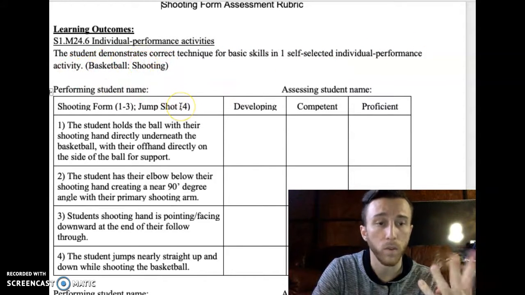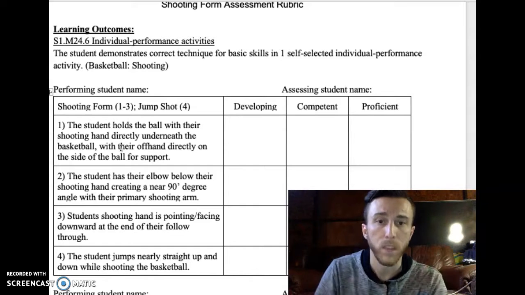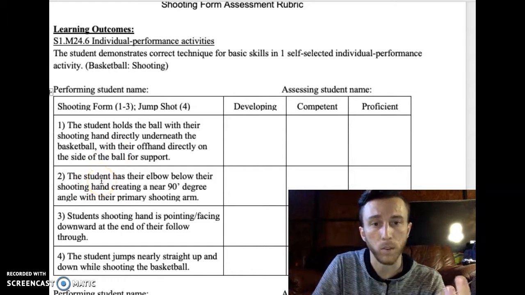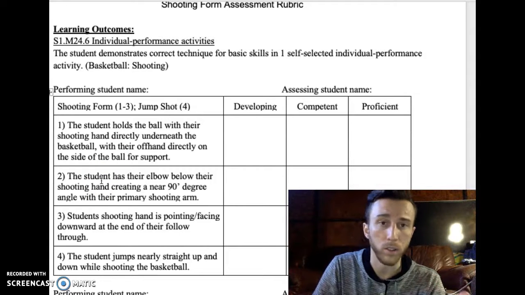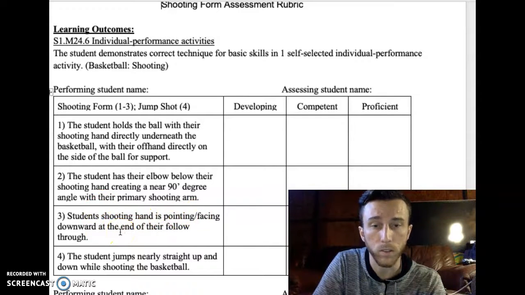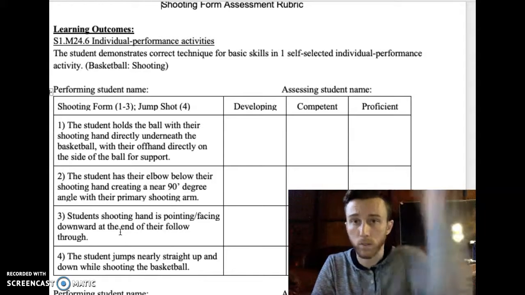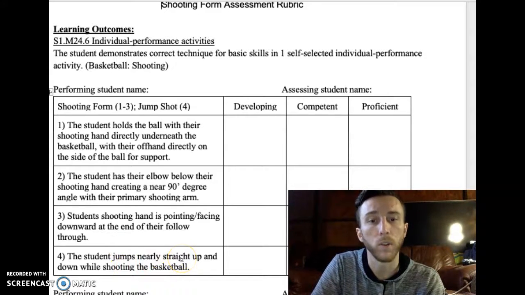Okay, there are 4 different criteria that we're looking for in this assessment. First is the student holds the ball with their shooting hand directly underneath the basketball and with their guide hand on the side of the basketball. And then the student has their elbow below their shooting hand, creating a near 90-degree angle, like I showed you in the Klay Thompson picture. And then the student's shooting hand is facing downward at the end of the follow through. So when they finish their shot, their follow through, their hand is pointing downward. And then the student jumps nearly straight up and down while shooting the basketball.